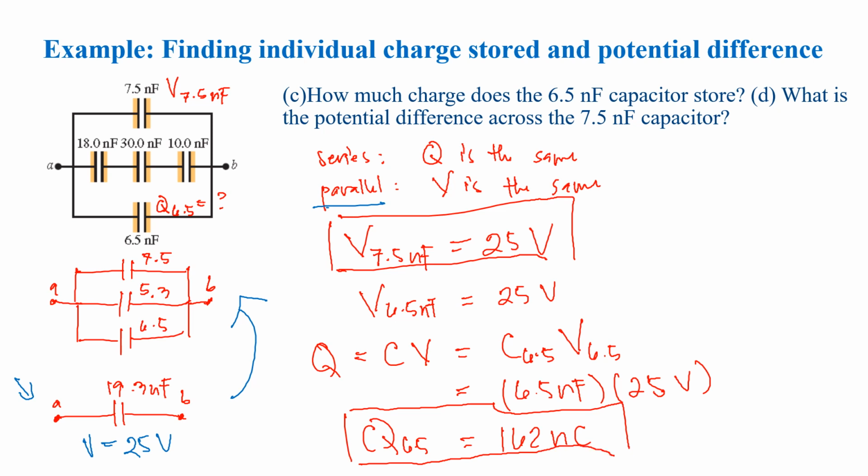So we are able to find the voltage at the 7.5 nanofarad capacitor and the charge at the 6.5 nanofarad capacitor. Now, I will give you this as an assignment: find the charge and the potential difference across the 18 nanofarad, the 30 nanofarad, and the 10 nanofarad capacitors. Just do the same. Remember that for capacitors in series, Q is the same, and for capacitors in parallel, V is the same.